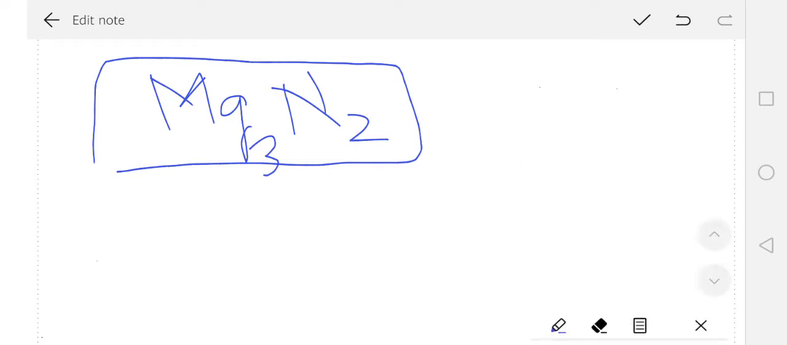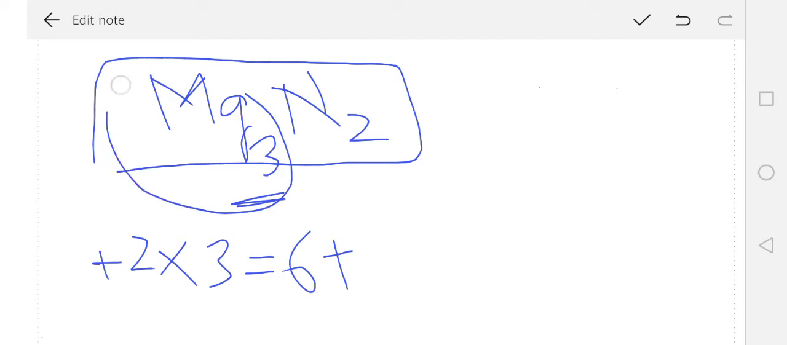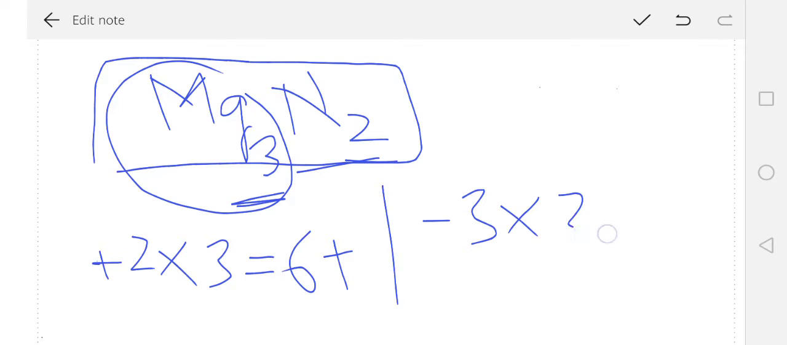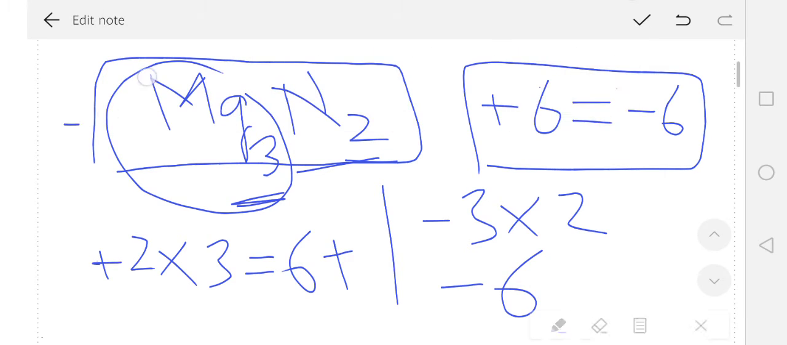In order to prove whether this formula is right or wrong, you simply see that one magnesium ion contains 2 plus charge, so there are total 3 magnesium. So overall positive charge is plus 2 multiplied by 3, which is equal to plus 6. Overall the charge of 3 magnesium is equal to plus 6. Now 1 nitrogen contains 3 minus charge. When you multiply by the number of nitrogen atoms, it contains minus 6. So plus 6 is equal to minus 6. That means this formula is exactly right. So this is how you write the formula.